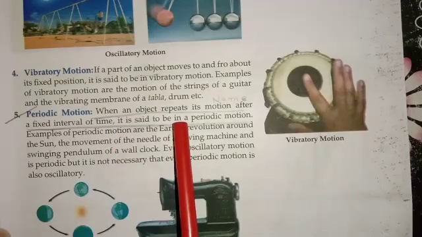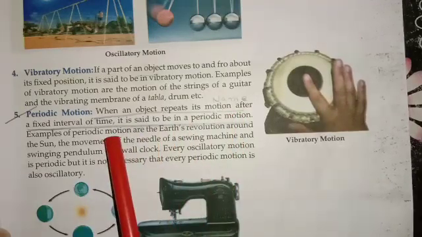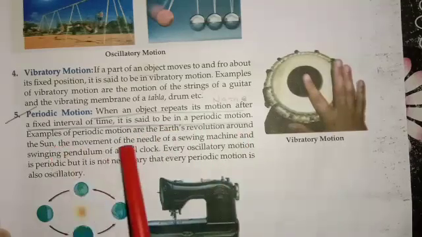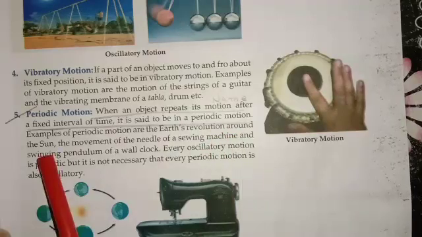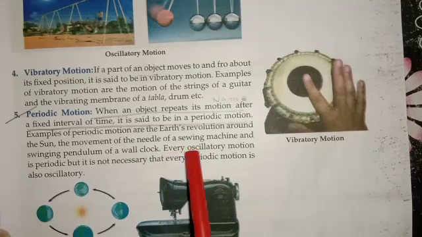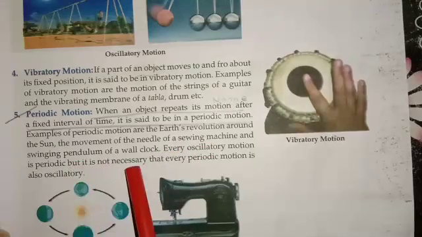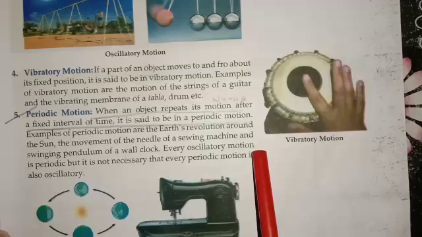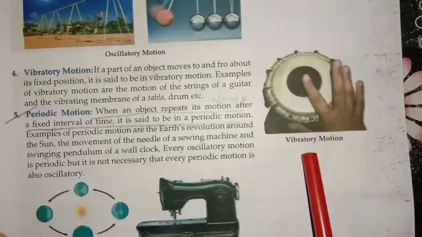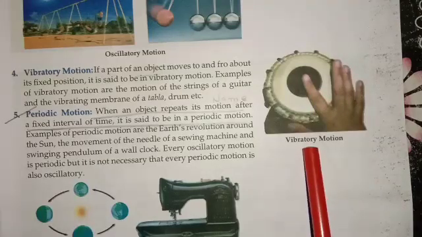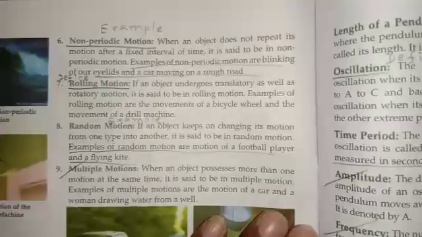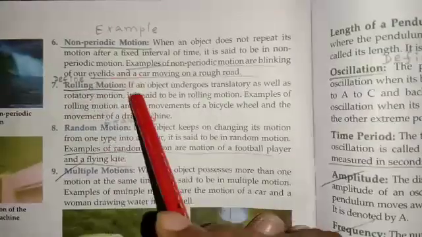Periodic motion. When an object repeats its motion after a fixed interval of time, like the motion of the earth around the sun, it is said to be in periodic motion. Examples of periodic motion are the earth's revolution around the sun, the movement of the needle of a sewing machine and the swinging pendulum of a wall clock. Every oscillatory motion is periodic, but it is not necessary that every periodic motion is also oscillatory. This is the main technical part. You have to memorize the different types of motion. Let us go next.